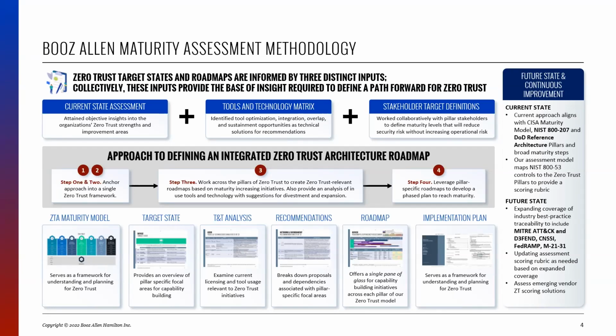So what Booz Allen did was build a zero trust maturity assessment capability. If you look at the very top, the very first thing we do is a current state assessment. So what is your objective? What are the current strengths and weaknesses of that organization? Then we take a look at the existing tools and technologies.